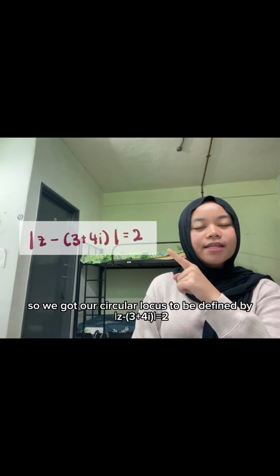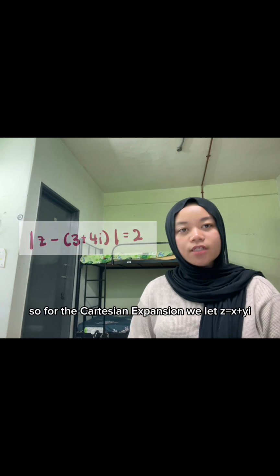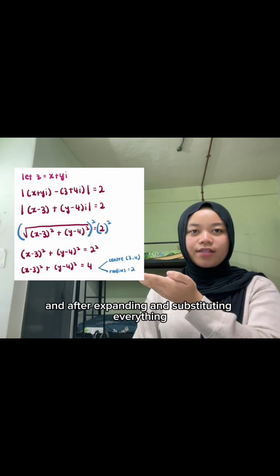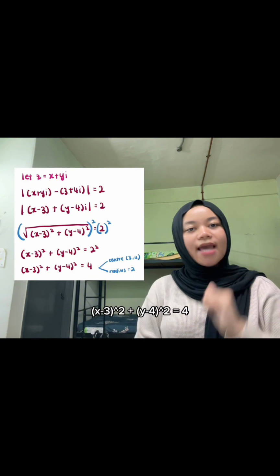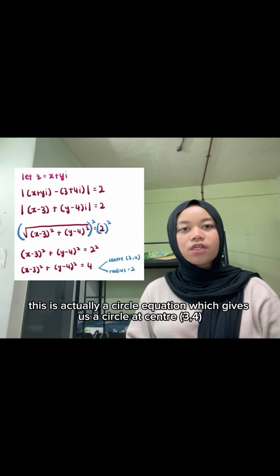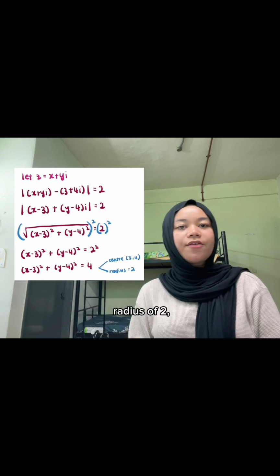As mentioned earlier, this is our z node and this is our radius. So we got our circular locus to be defined by |z - (3 + 4i)| = 2. For the Cartesian expansion, we let z be x + yi, and after expanding and substituting everything, we got our final locus equation to be (x - 3)² + (y - 4)² = 4. This is actually a circle equation, which gives us a circle at center (3, 4) and radius of 2.